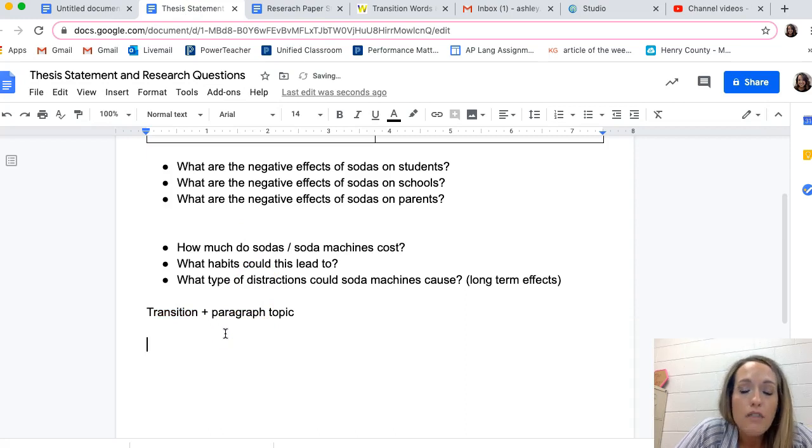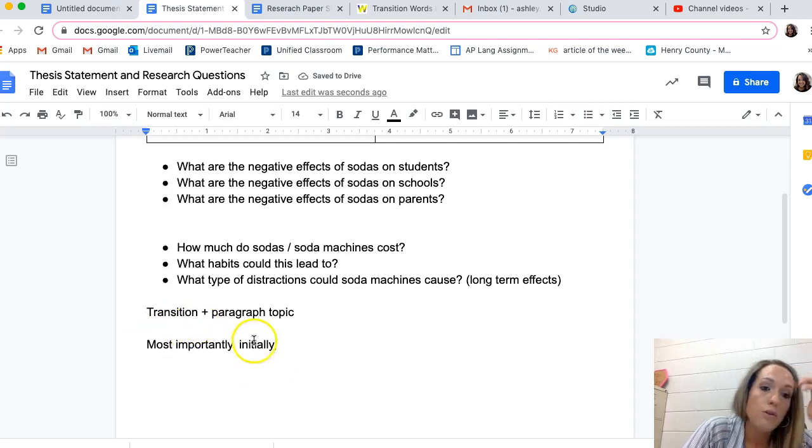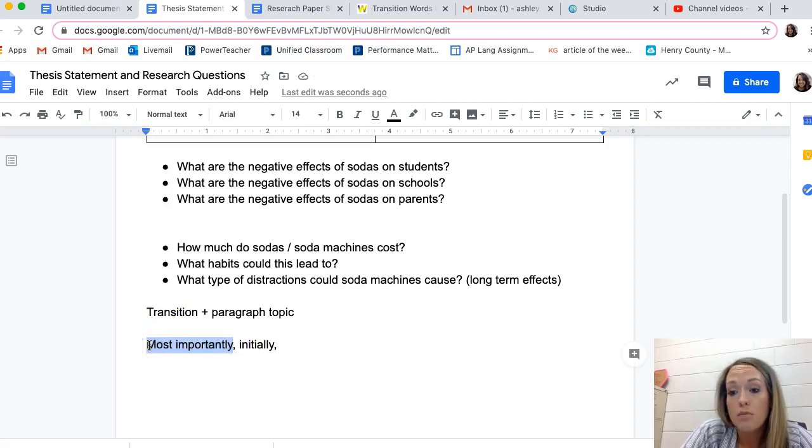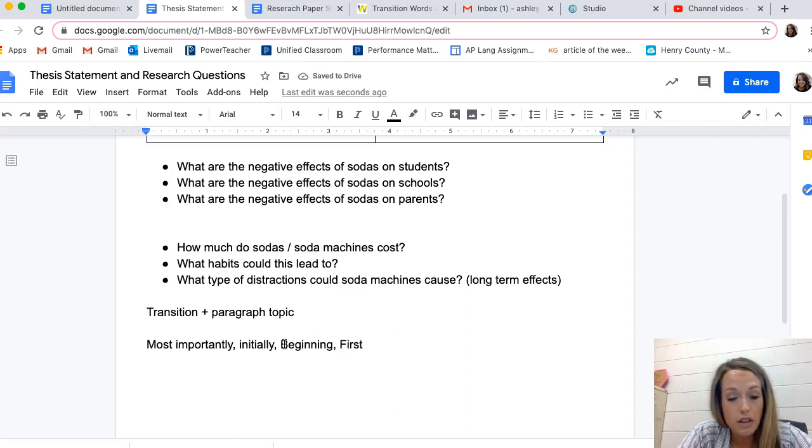Now, if you like starting off with first off or initially, that's perfectly fine. Just try not to follow it with second and third again. So maybe we could start off with most importantly, or you could start off with initially based on the order that you put your questions. If you deemed that your most important question should go first, most importantly works. You also could maybe start with beginning, or first off. Again, just try not to follow it with second and third.